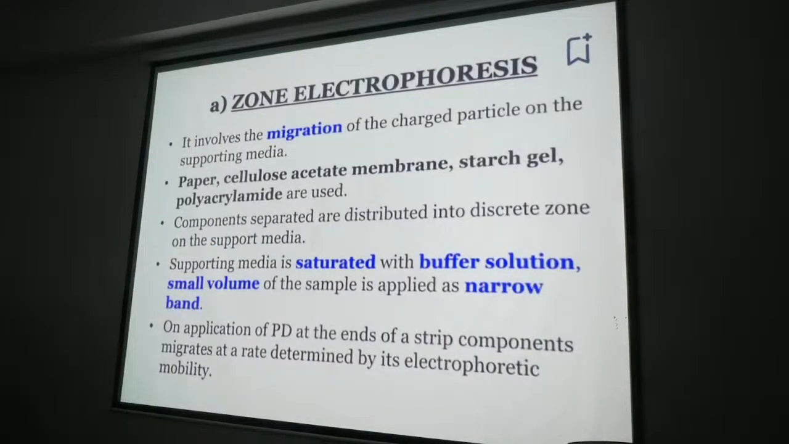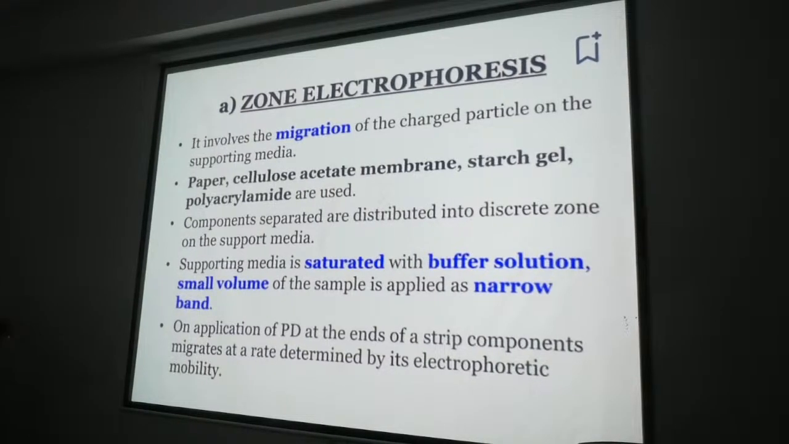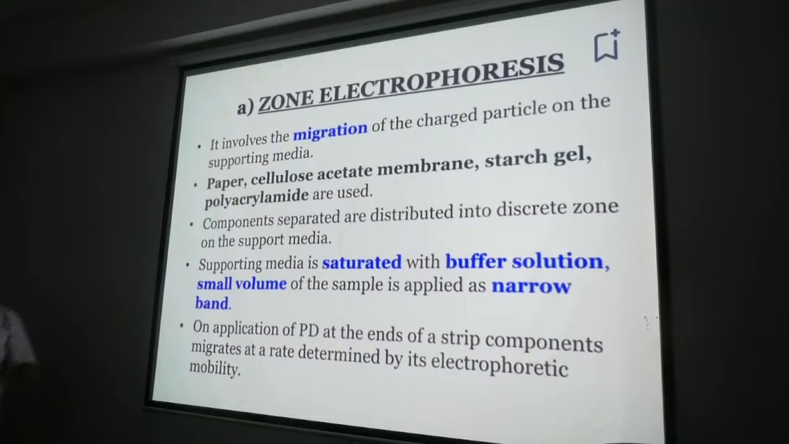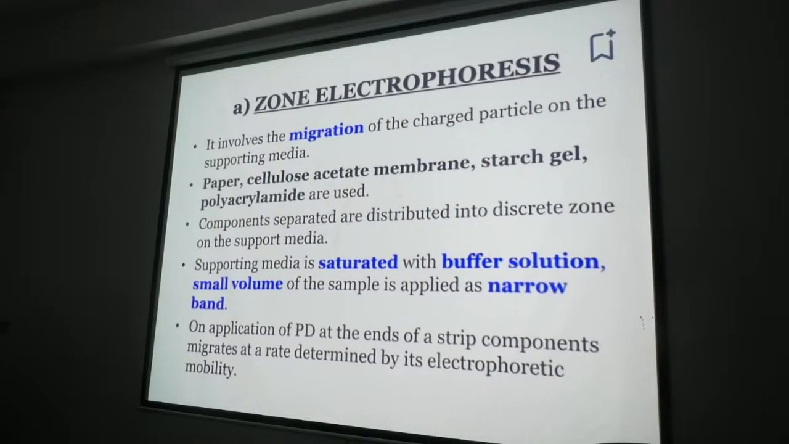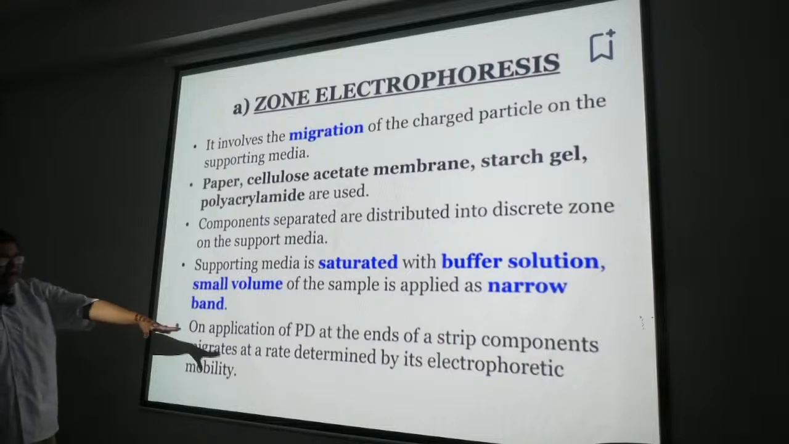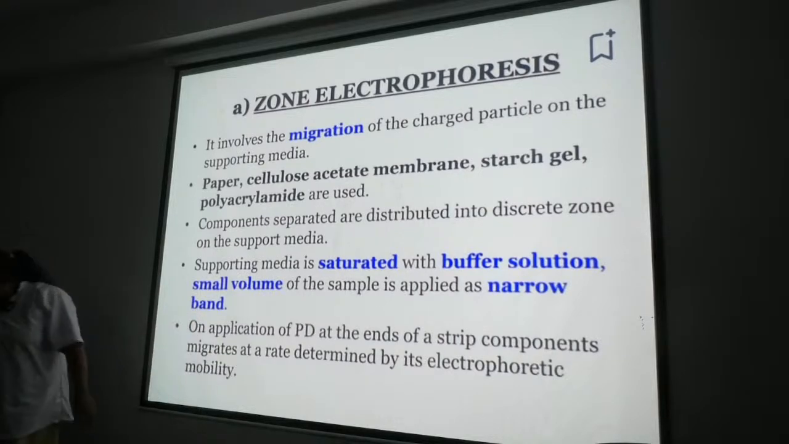Zone electrophoresis involves the migration of charged particles on the supporting medium. Paper, cellulose acetate membrane, starch gel, and polyacrylamide are used. Components separated are distributed into discrete zones on the support media. The supporting medium is saturated with buffer solution. A small volume of sample is applied as a narrow band. On application of the potential difference at the ends of the strip, components migrate at a rate determined by their electrophoretic mobility.